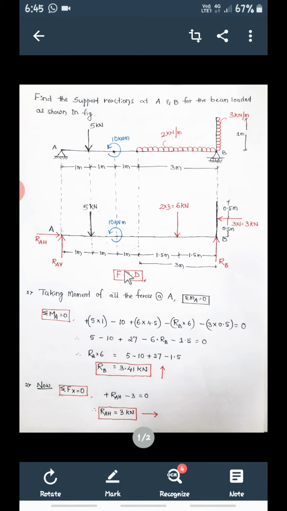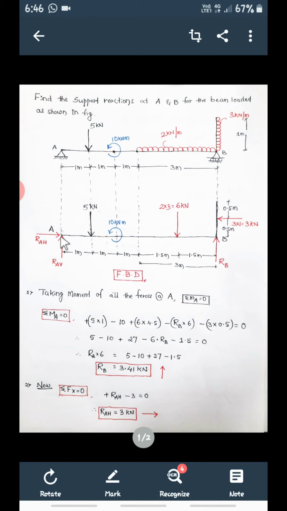Now let us use three equations. First use a moment equation, that is summation of MA is equal to 0. That is taking moment of all the forces about A is equal to 0. So as usual, our reference point is A. With A, we'll take moment of all these forces. Again, as usual, sign convention: clockwise moment positive, anti-clockwise moment negative.